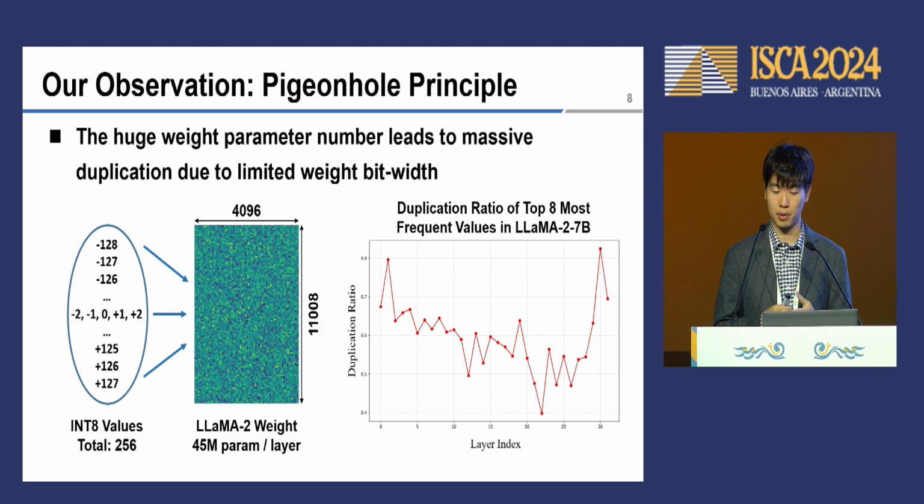It is based on the pigeonhole principle. Think that we are computing an FFN layer in Llama with int8 quantization, and there are a total of 256 possible weight values in the weight tensor, normally from -128 to +127. However, there are altogether 45 million parameters in a single layer, which is far more than 256. According to the pigeonhole principle, lots of weights are duplicated. We analyzed all the FFN layers in Llama 2 7B and plotted the duplication ratio on the right. We can see that most layers have about 60% of the weights being repeated, and some have up to 80%. So this feature offers optimization potential.